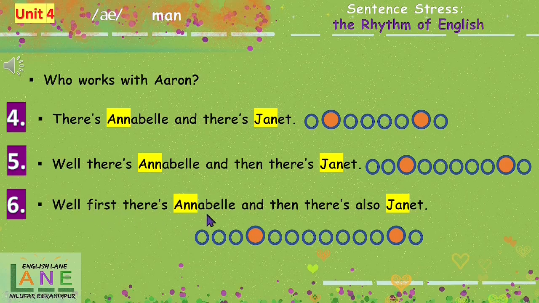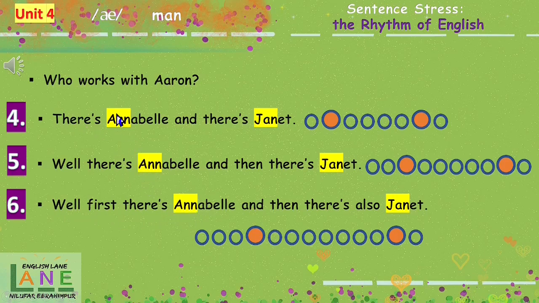First, there's Annabelle, and then there's also. Okay, also is new in here. I understand the sentences. I'm okay with the words. Okay, and now let's put the energy in stressed ones. Well, first there's Annabelle, and then there's also Janet. Now let's focus on unstressed syllables. Well, first there's Annabelle. We know there's Annabelle.